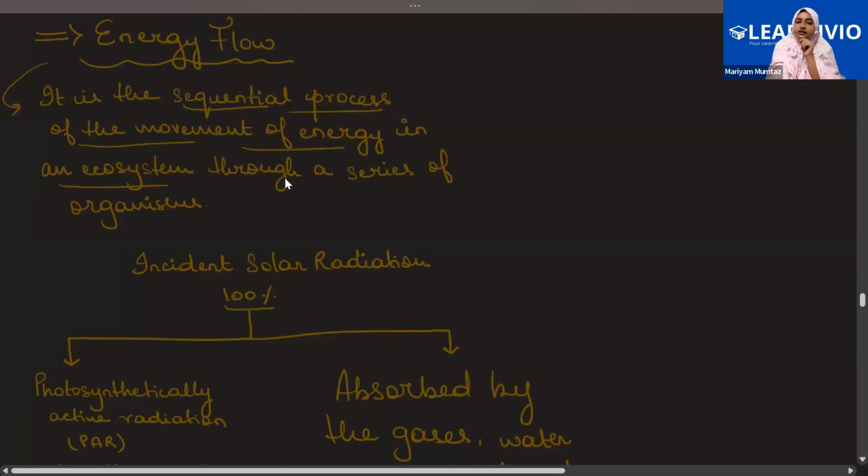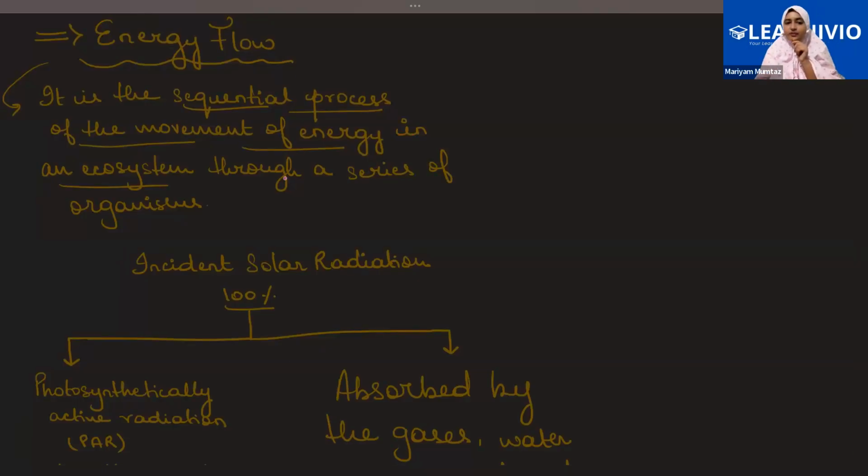Now, when we talk about energy flow, it is the sequential process in which energy flows from one trophic level to another trophic level. Now, what is a trophic level?